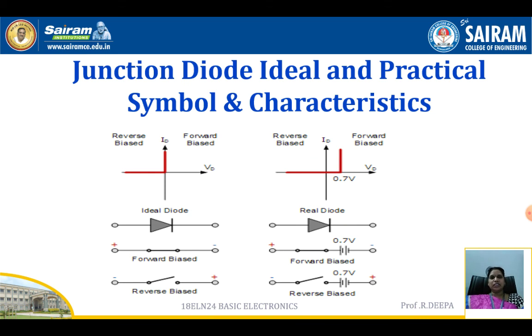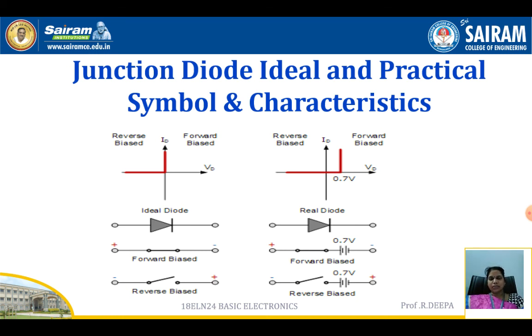Finally, the junction diode ideal and practical symbol and characteristics. For an ideal diode, the current is completely zero during the reverse bias, and during the forward bias there is a steep increase in the current. For the practical diode, for example the silicon diode we are discussing now, during the reverse bias the current is zero, and during the forward bias, when the forward voltage exceeds 0.7 volt, there is a steep increase in the forward current.